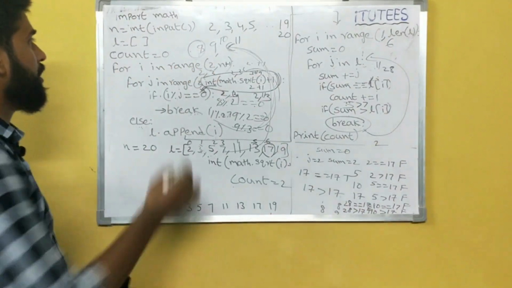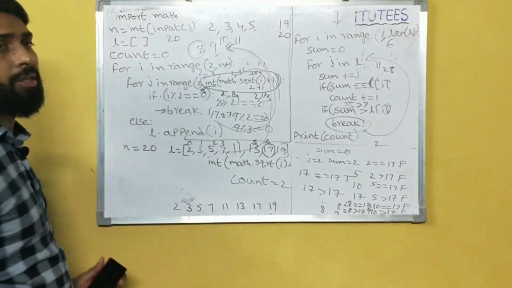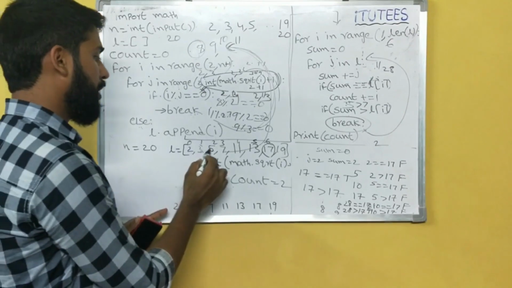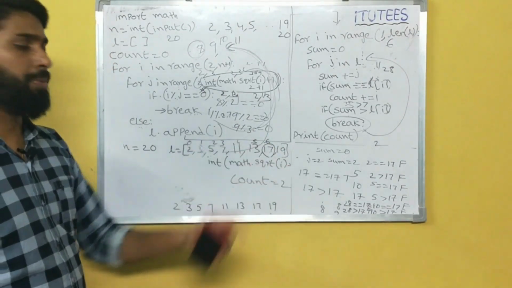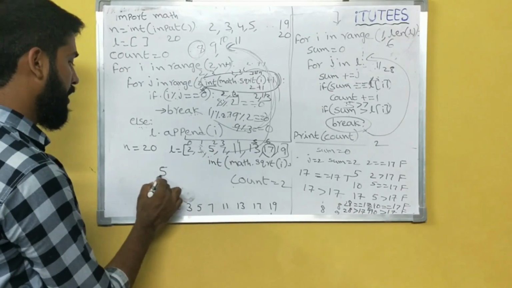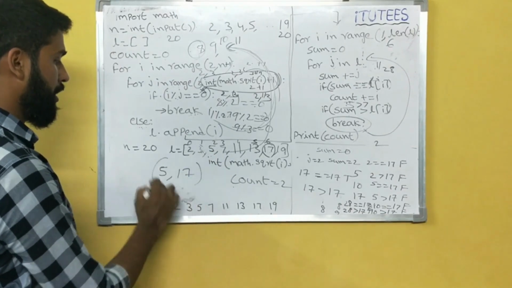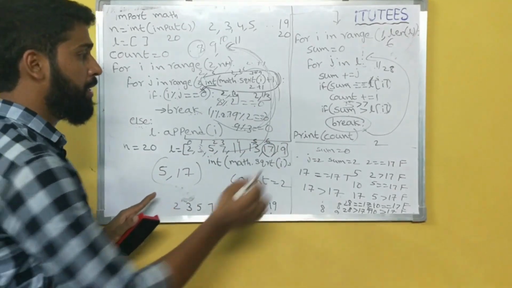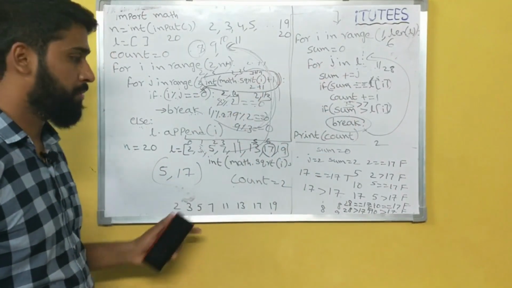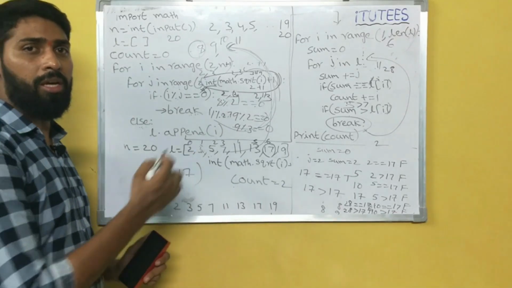That's it. So for n equals 20, the prime numbers are 2, 3, 5, 7, 11, 13, 17, 19. How many consecutive prime numbers? One is 5, another one 17. I am going to print this count. When it becomes a consecutive prime, I increment the count value. I hope you all understand this consecutive prime program.